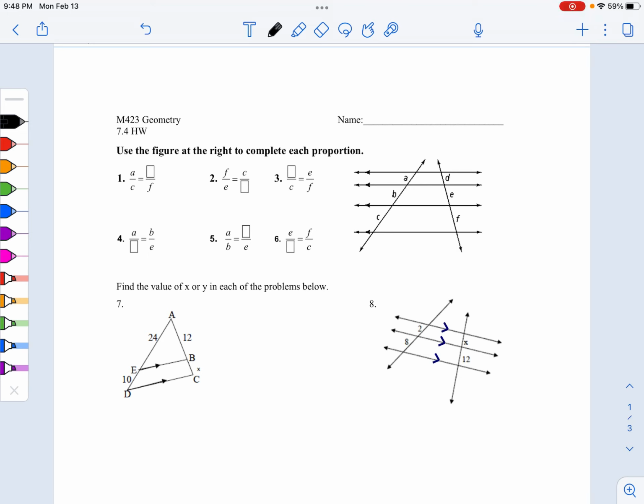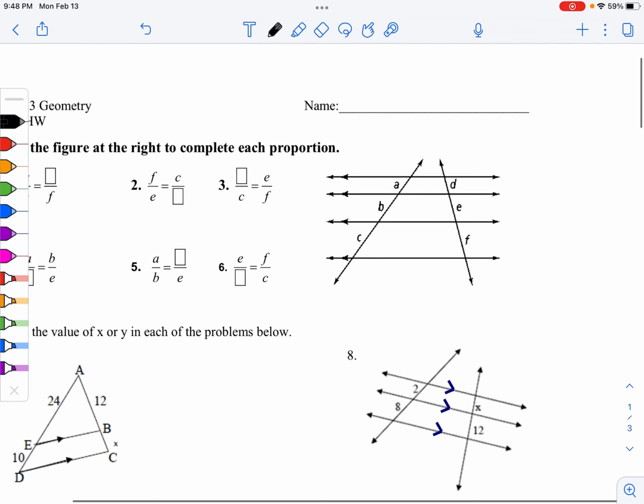It's very important we know the difference between using the side splitter theorem and using similar triangles. And you'll see that in a couple of these examples. I'm not going to go over all of them. I'm just going to go through some of them. And this first part is strictly just identifying proportional parts and which parts to use when you're creating these proportions.